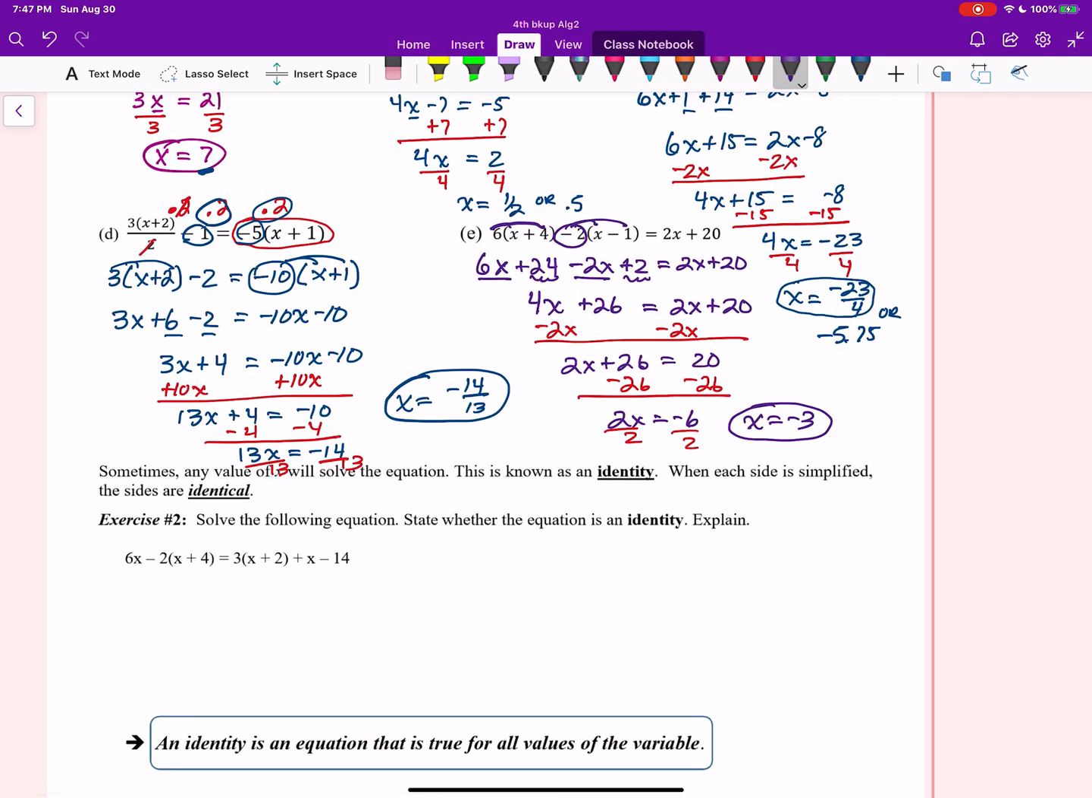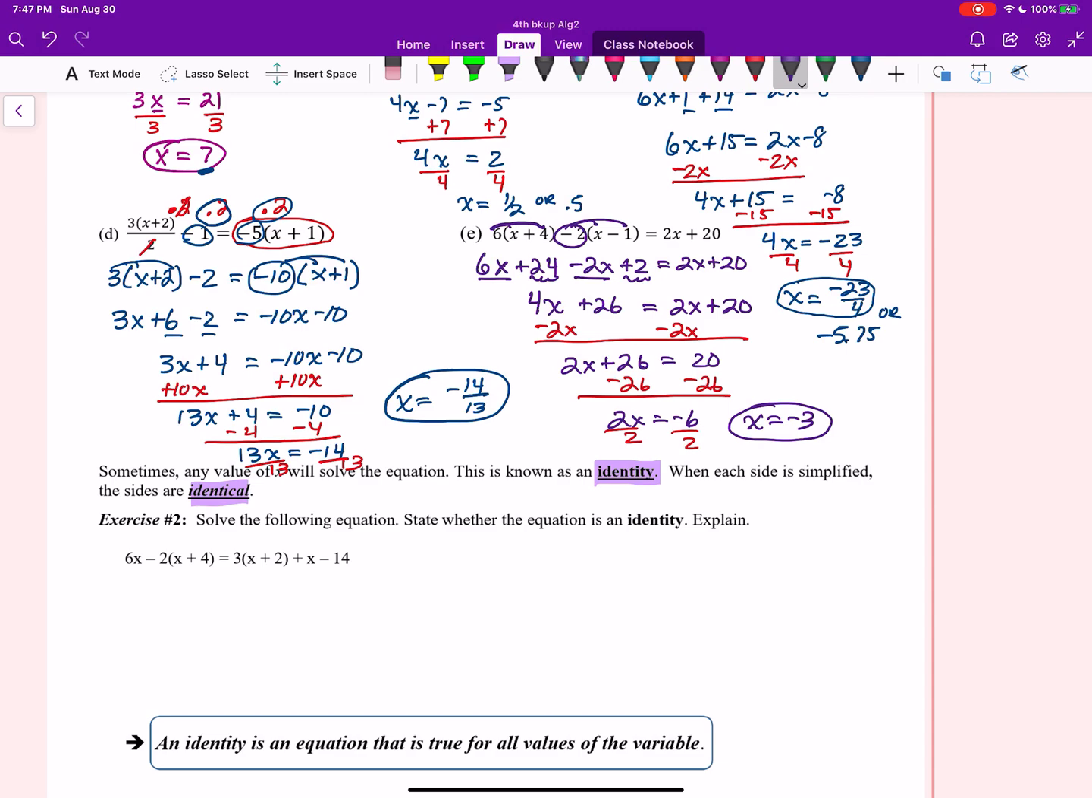Sometimes any value of x will solve the equation. This is known as an identity. When each side is simplified, the sides are identical. Solve the following equation. State whether the equation is an identity and explain.